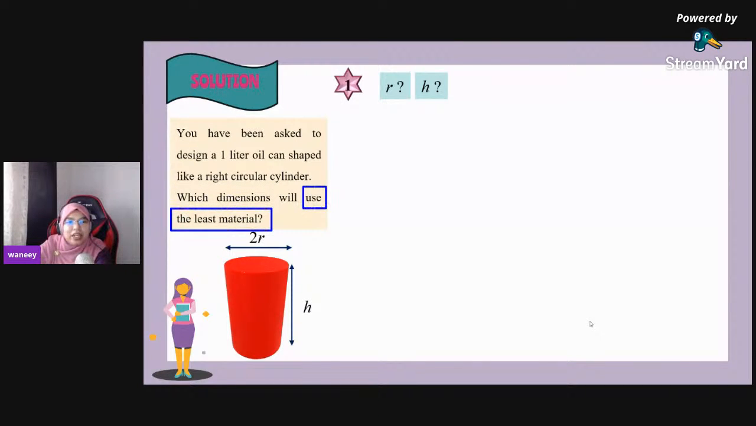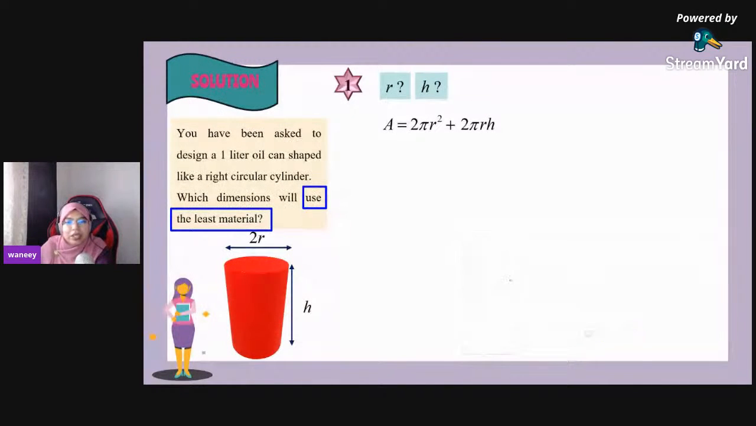Okay, so what else do we know? Use the least material. So we want to shape them. Use the least material. So that means we are talking about the area. If it says hold as much as possible, that one will be volume. But use the least material, that means we are talking about area. Okay, so for the area of a cylinder, it will be 2 pi r squared plus 2 pi r h.